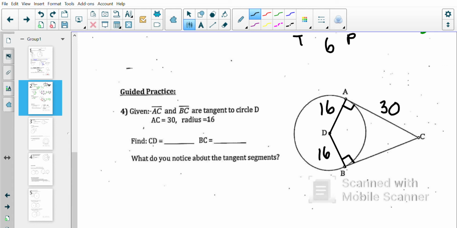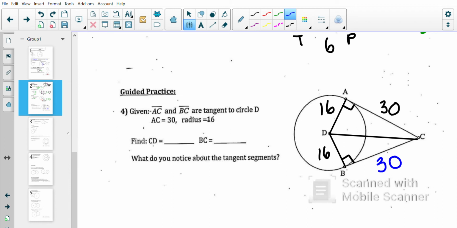And we want to find the length of CD. So I have to actually draw in CD. What do I notice? I actually have 2 triangles. And these triangles actually end up being congruent by hypotenuse leg. So what does that mean? If AC is 30, BC is also 30.